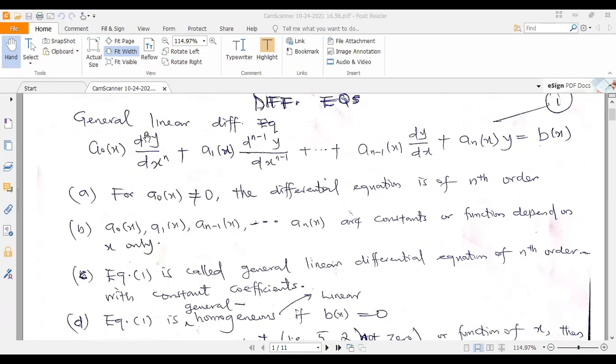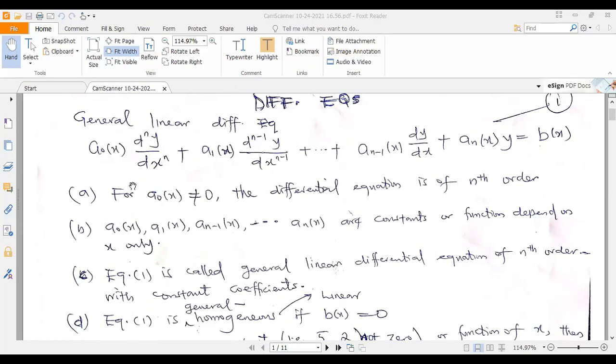Now, if you look at this one, the highest order here is n, isn't it? And if we have it to be n, we can call this one nth order. You will notice that it has coefficients a0, a1, up to an minus 1 and an. All of these are functions of x.